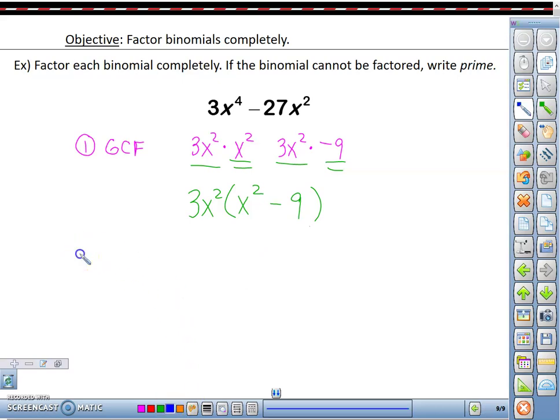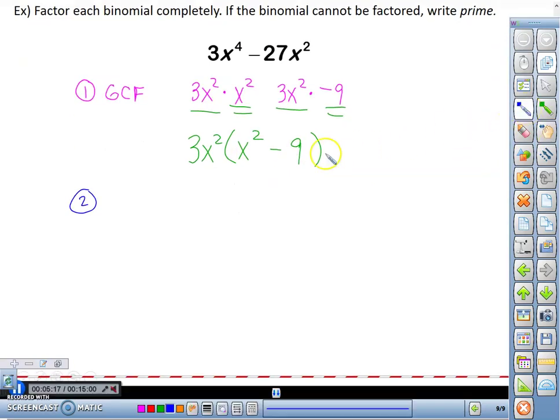Now we go on to our second step, which is to focus on the binomial x squared minus 9 to see if it is a difference of two squares and can be factored that way. So we're looking to see, can we write x squared minus 9 in the structure a quantity squared minus a quantity squared? And so x squared would be x times x, so yep, and 9 is 3 times 3, so that would be 3 squared. And we have the minus, so we're good there. So yes, this is a difference of two squares.